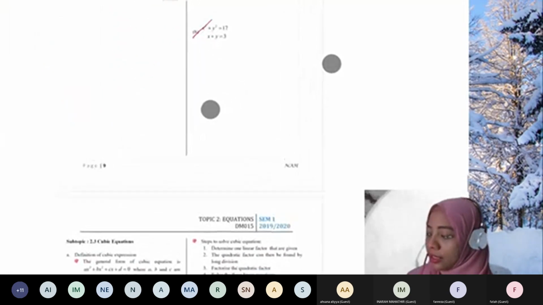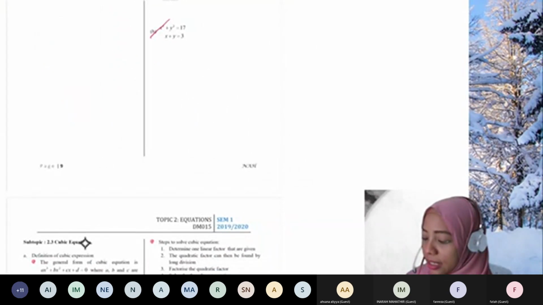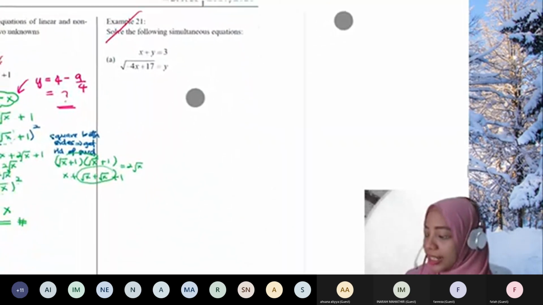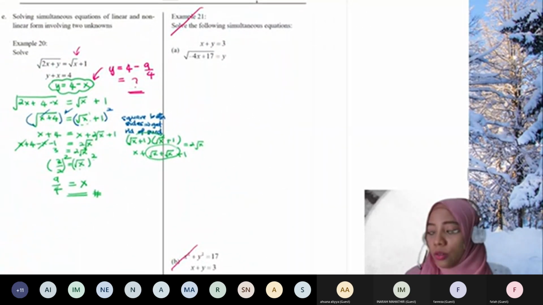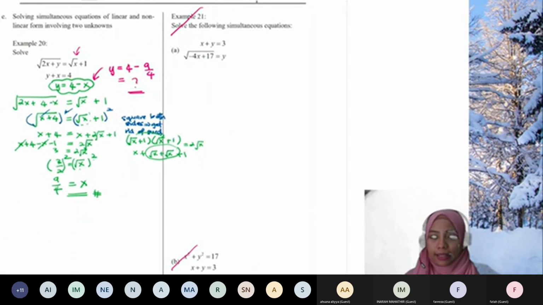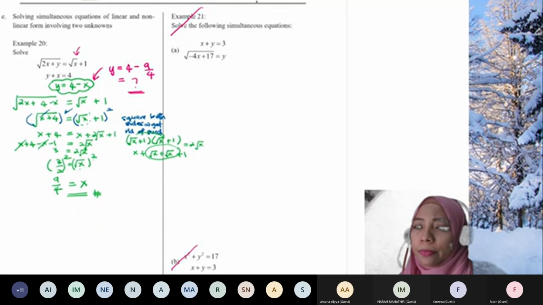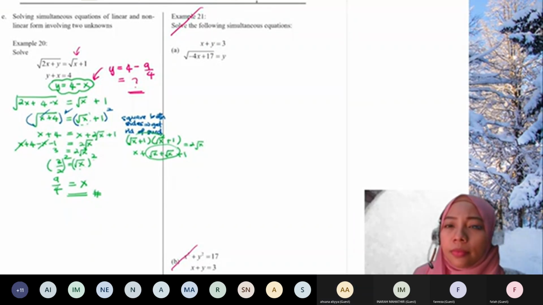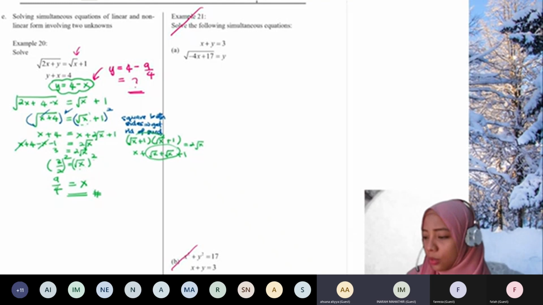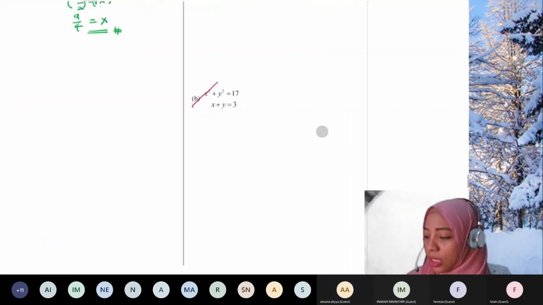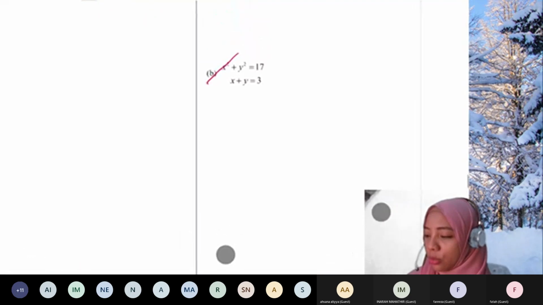Okay, so cikgu rasa cikgu berhenti di sini sahaja. Cubic equation kita masuk on the next class. Okay, sama ada mungkin dengan kelas you atau mungkin dengan kelas lain, you boleh check. Okay? Okay. So far okay ke semua? Tutorial sekejap lagi cikgu upload dalam Google Classroom. You boleh cuba.